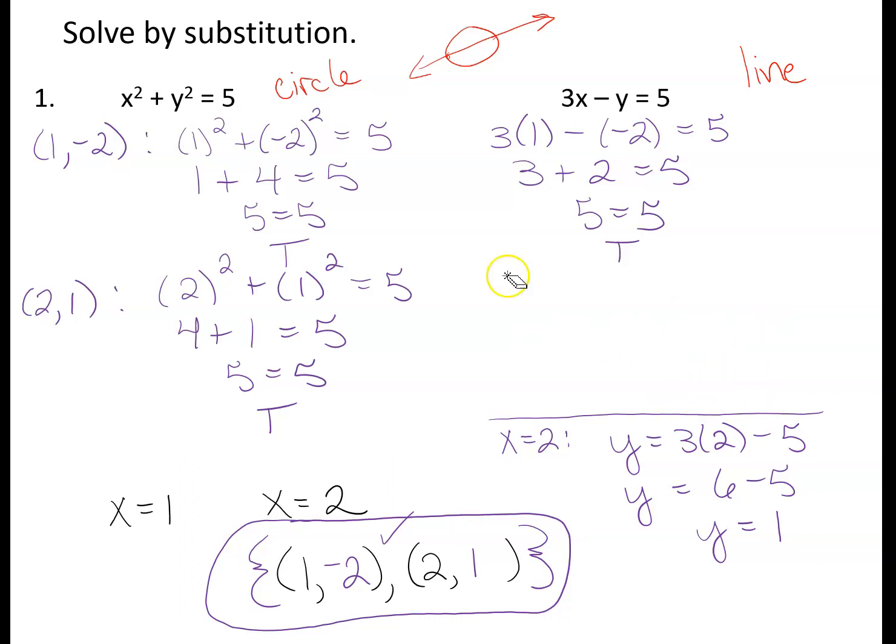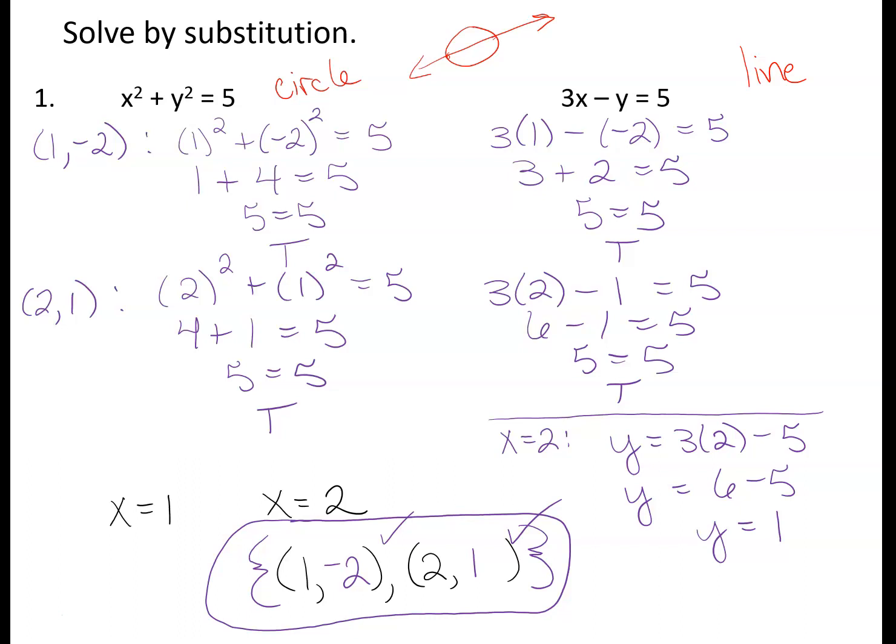And that's going to look like 3 times 2 minus 1 equals 5. 6 minus 1, and that is 5, so also true. Now we know (2, 1) is a correct solution, and that's how you would check it.